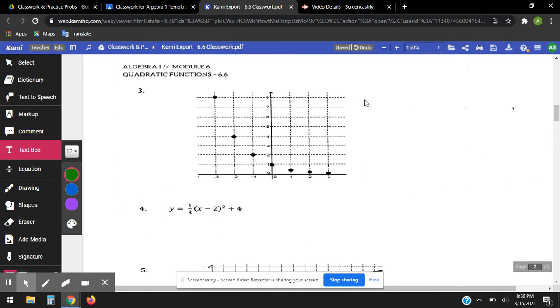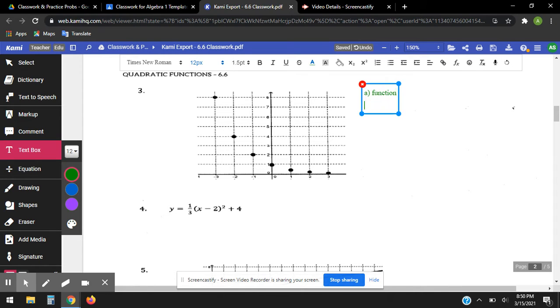Third one. Okay, well, it looks to me like it's a function. There's no two lines covering each other. So A is a function. Looks to me like it is going down to a point that's going to get smaller and smaller, which makes it exponential. No parabola curve on there. And so exponential has an exponential rate of change.